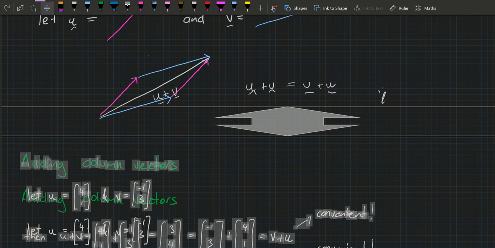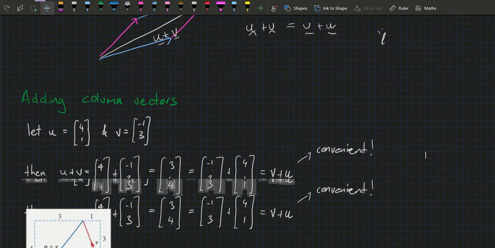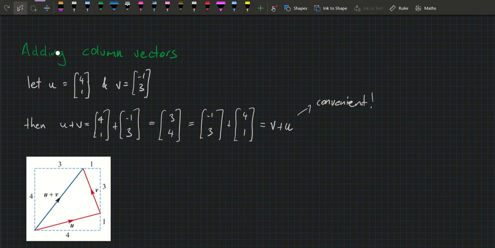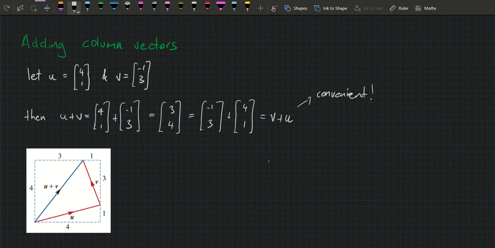Okay, so you can also add them as column vectors, like I was saying before. So u plus v, if u is equal to (4, 1) and v is equal to (-1, 3), if you add them together, you just add each component, the same way you add vectors or matrices, whichever way you want to talk about it.